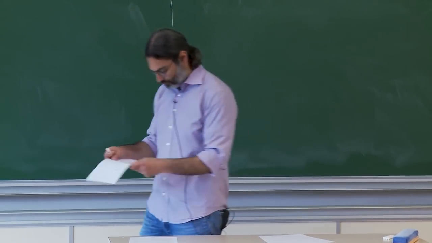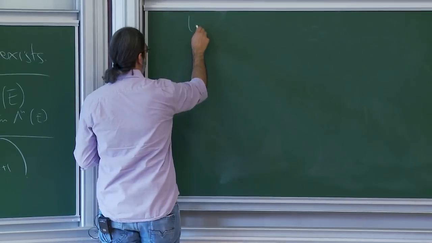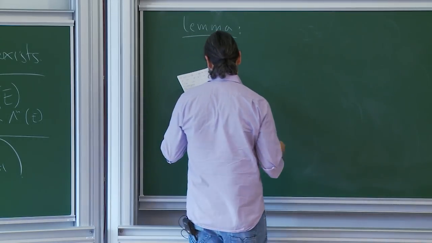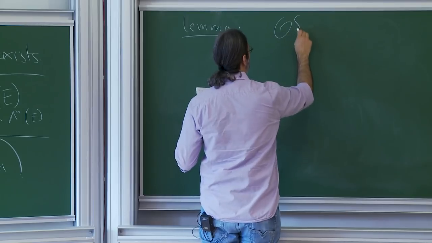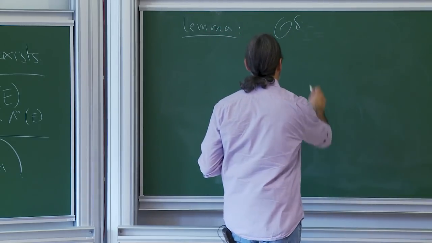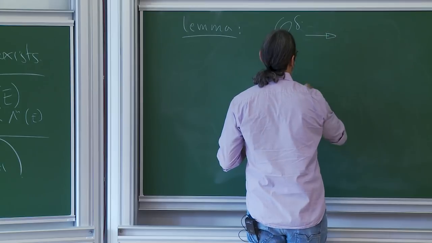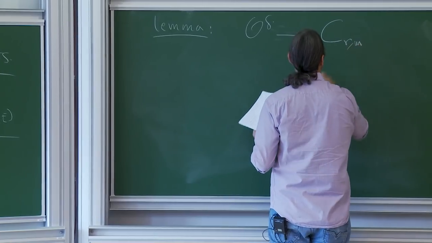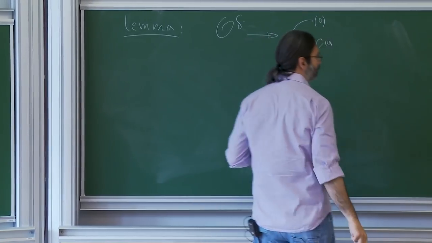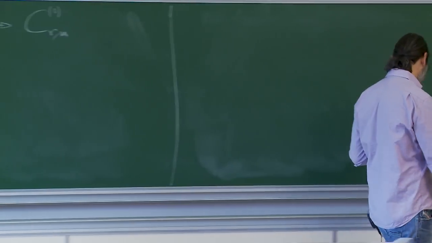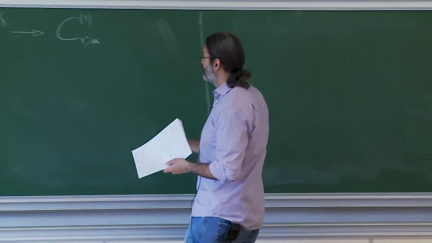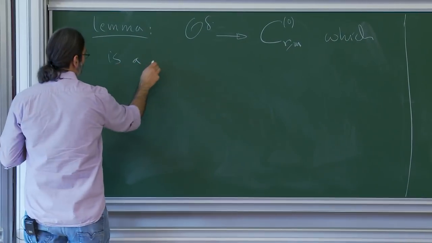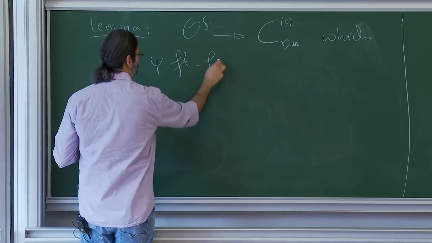Okay, so start with a small lemma. This is an easy fact. So we have a natural morphism from O delta to the complex CRM, maybe the zero part of it, so without the Čech construction, which is a CFT local equivalence.